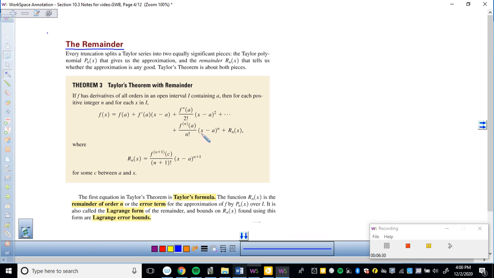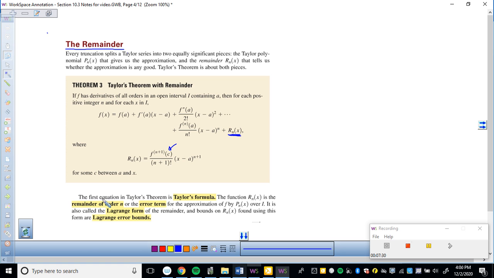So what we're saying is that if we truncate a Taylor series at some degree, then what is left after that last term is called the remainder, or the tail, like we said before. And the remainder term is simply the next term after the one that we stopped. So the remainder term is the n plus first derivative at c. We're going to talk about c. That's a new letter to us. Times x minus a to the n plus 1 over n plus 1 factorial. So it's the n plus first term.